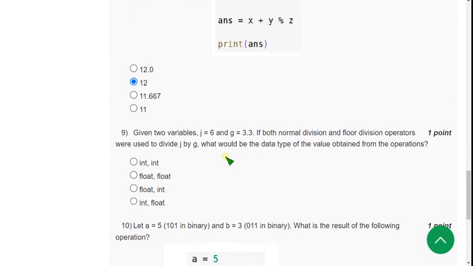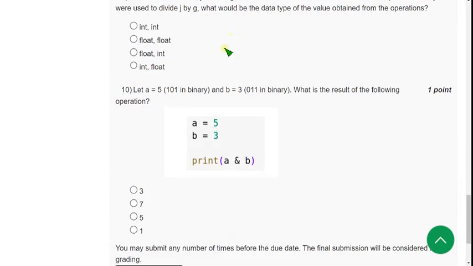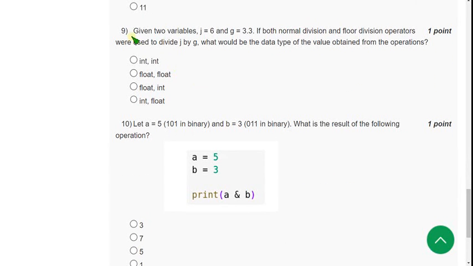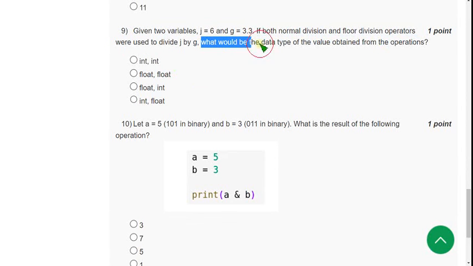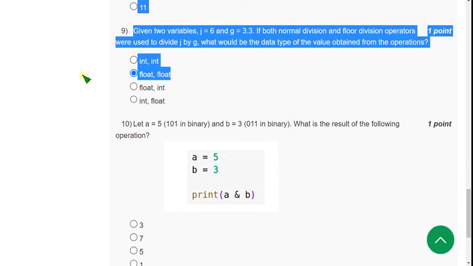Next one, ninth question, guys. Given two variables, 6 and 3.3, their values respectively. If both normal division and floor division operators were used to divide j by y, what would be the data type? So I have got both as float, guys. That means the second option. When divided normally or performed float division, I have got float values.